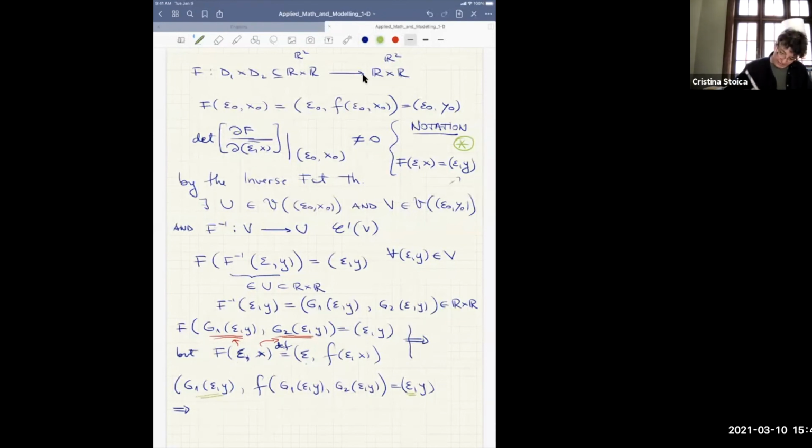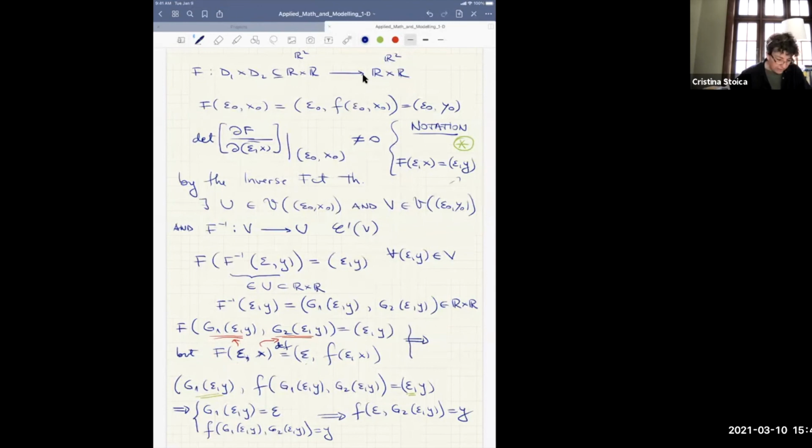we equate term by term, or position by position. This means that G1 of epsilon and y is epsilon, and f in G1 of epsilon and y, G2 of epsilon and y, is y. But now, if G1 is epsilon, this means that f in epsilon, G2 of epsilon and y is y.